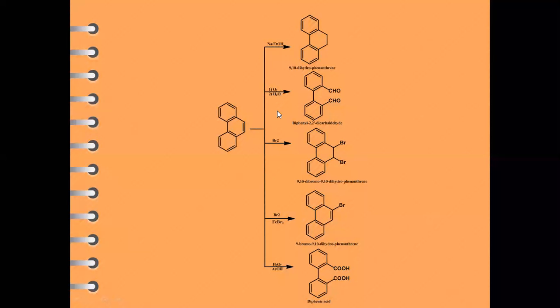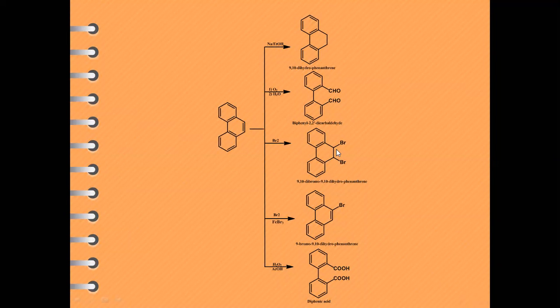We know whenever we use ozone, that particular reaction is known as ozonolysis. So the reaction of phenanthrene with ozone, the ozonolysis procedure, will form biphenyl-2,2'-dicarboxaldehyde. That means we are treating phenanthrene with ozone, so there is a cleavage of the third ring, again taking place at the 9 and 10 position. So there is formation of biphenyl-2,2'-dicarboxaldehyde, dicarbaldehyde.